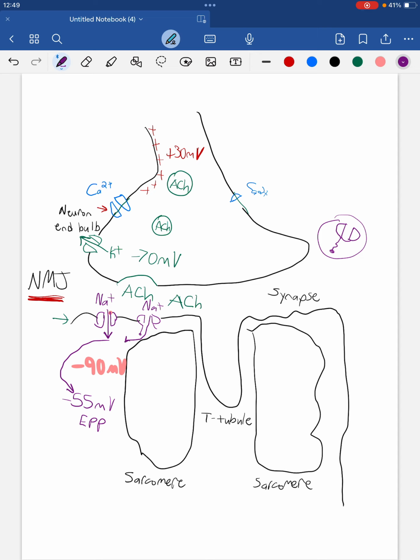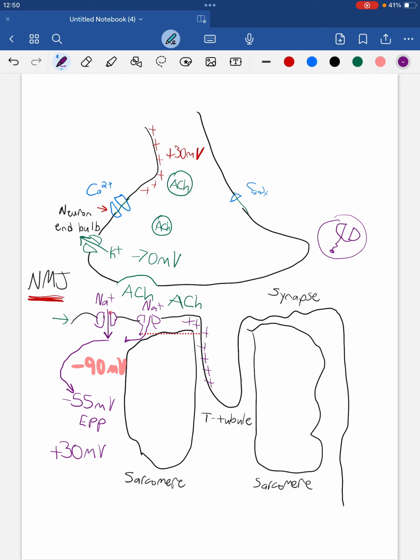Now once this gated channel opens up and more sodium rushes into the cell, we're at our depolarization potential. This is where the action potential is going to occur. So this is plus 30 millivolts. Now this positive charge moves along down the T-tubule. Remember, these are the invaginations within the muscle fiber. And on either side of the T-tubules, we have the sarcomere.